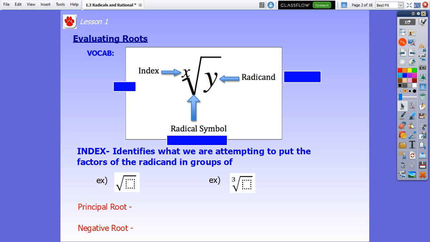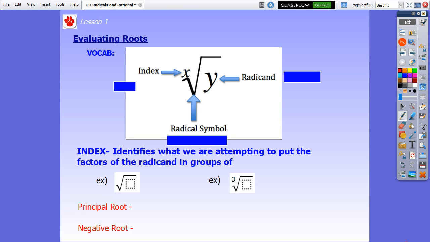So hopefully what you recall about this index is that when there isn't one there, so much like this example that we have right here, when the index is not there, it actually is there. And so if there's no number there, there's actually a 2 there. So we don't usually put the 2. It's like having a coefficient of 1. It's implied. Because we use square roots so much, they just said, well, quit just putting a 2. Because we use it so much, let's imply that it's there.